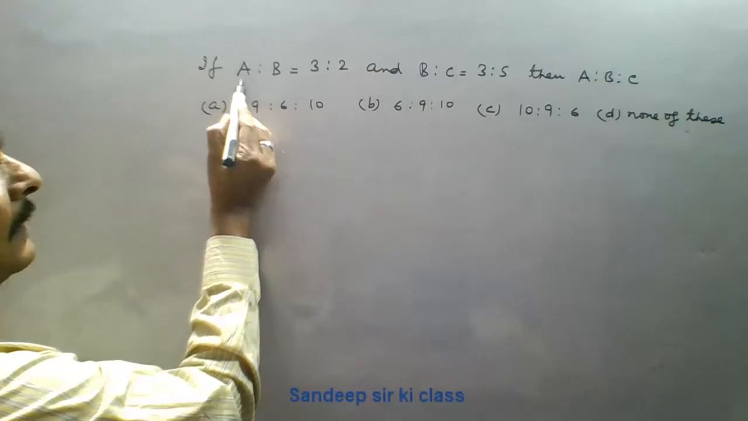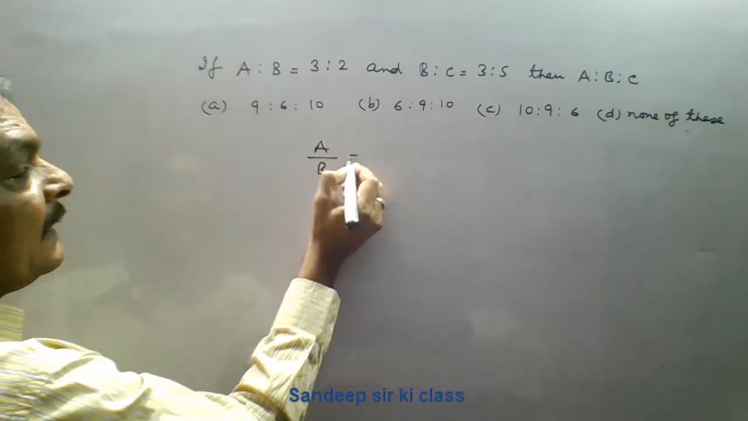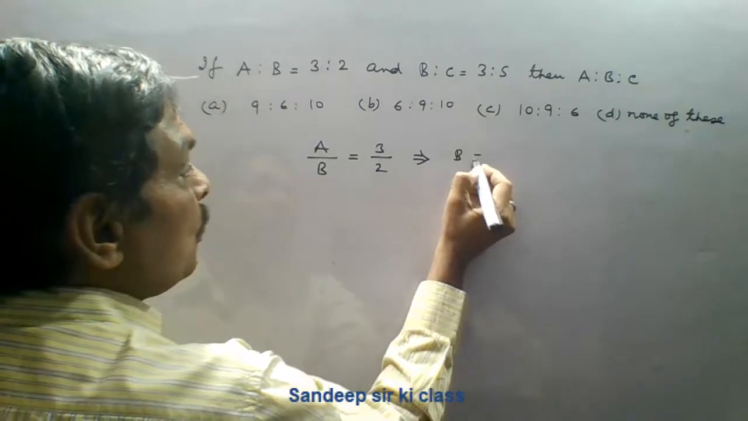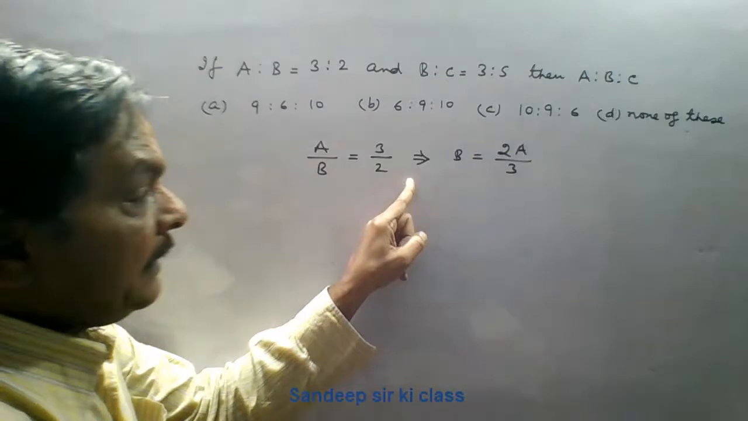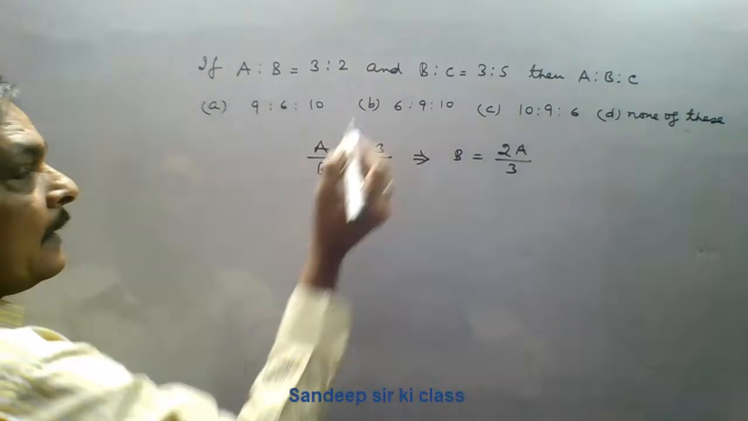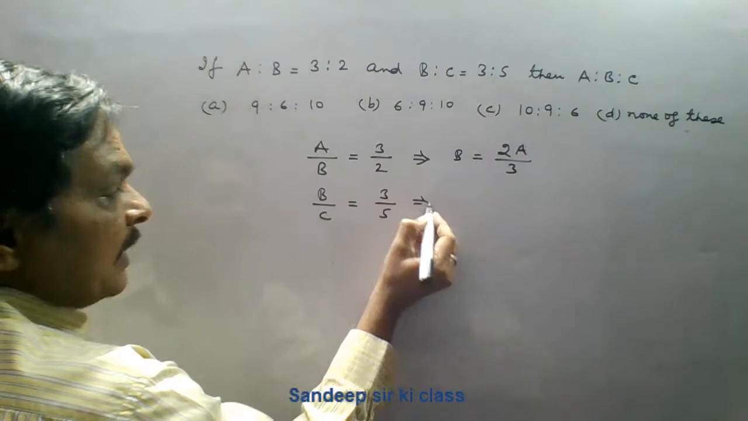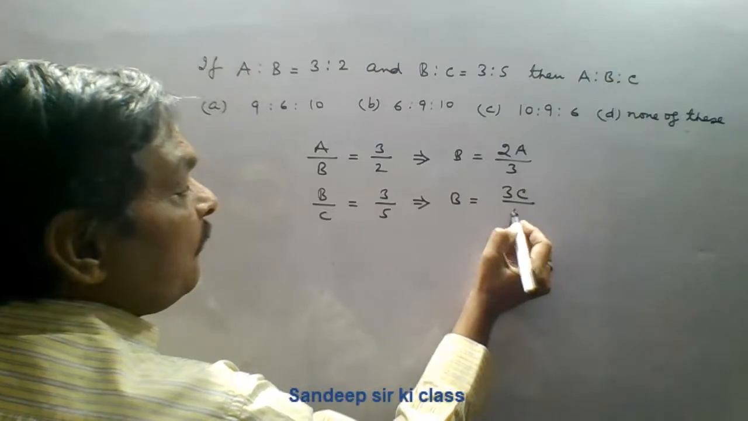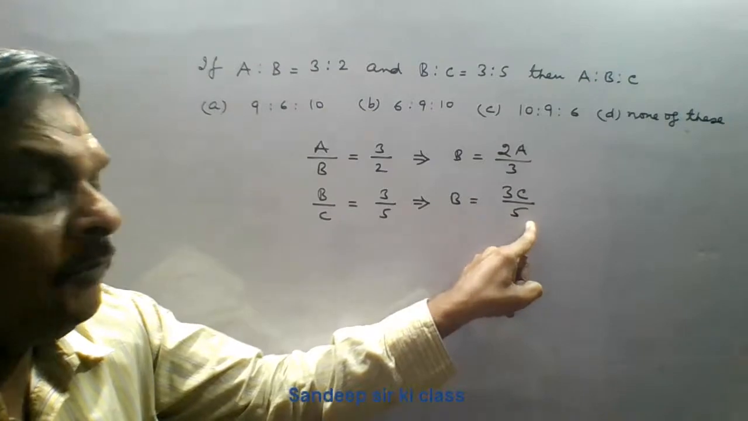Here, we have been given A ratio B is 3 upon 2. So, A upon B is equal to 3 upon 2. By cross multiplying, we get B is equal to 2A upon 3. Similarly, when B upon C is 3 upon 5, by cross multiplying, we get the value of B as 3C upon 5.